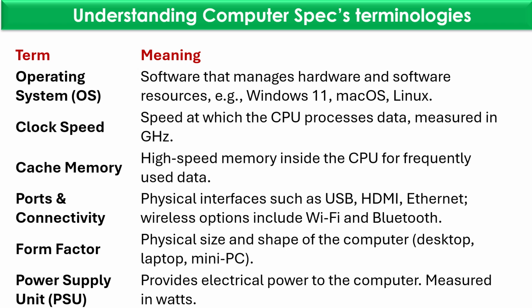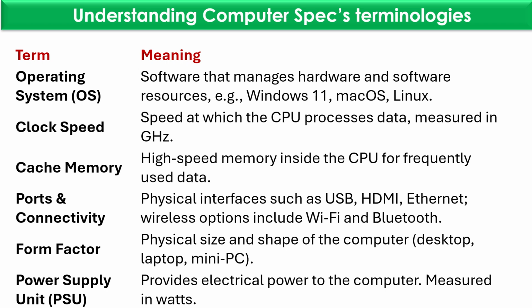Continue with our table that describes the different terminologies. We have operating system or OS, which is software that manages hardware and software resources like Windows 11, Macintosh operating system, and Linux. So these are the operating systems that are currently in the market. And then we have clock speed. Clock speed is basically explaining the speed at which the CPU processes data, which is measured in gigahertz.